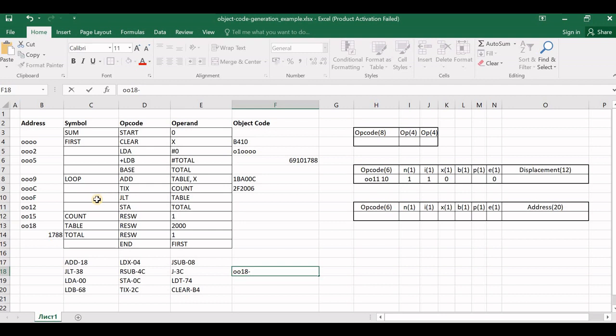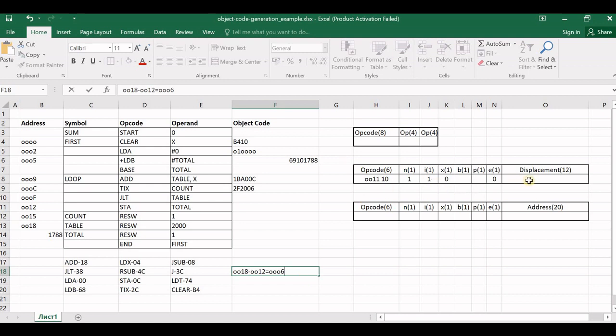So according to the rule, PC should have the address of the next instruction. Which is the next instruction? STA total. At which address is it present? It is present at address 0012. So the program counter register will have the address 0012, which is the address of the next instruction that has to be executed. So subtract 0012 from 0018. The answer that you get is 0006, which is the displacement.